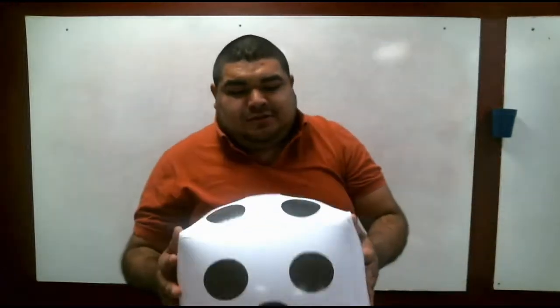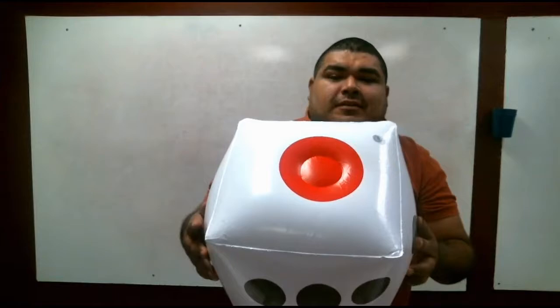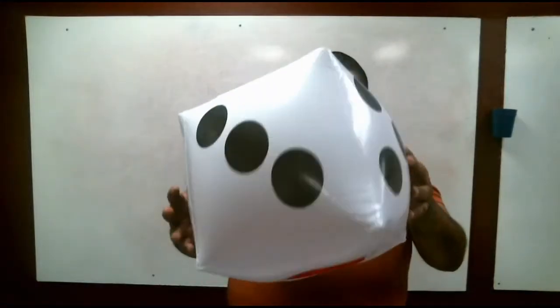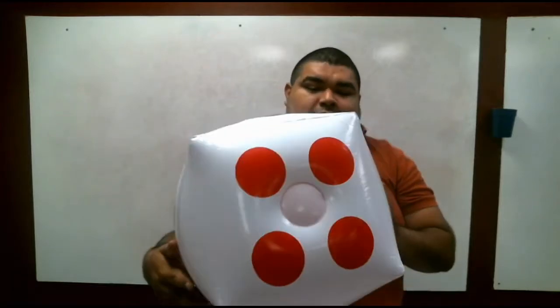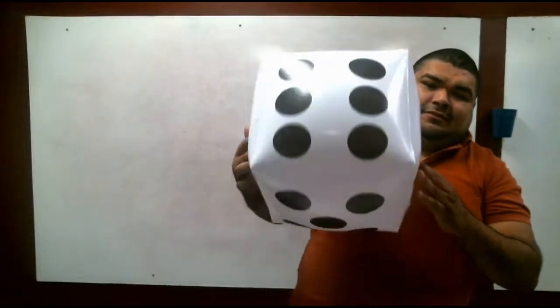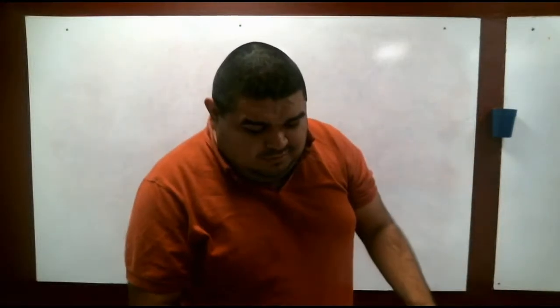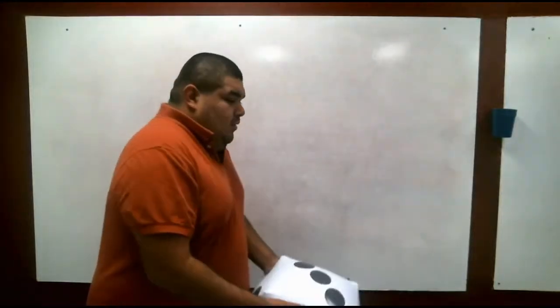All right, so like I was saying, it has a bunch of little dots. It has a 1, a 2, a 3, a 4, a 5, and a 6. Okay, so it has 6 different numbers, right? 6 sides. If I were to roll this die, okay, I will roll it.